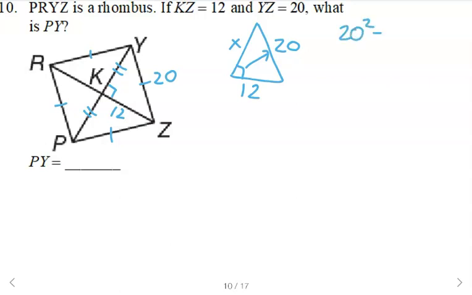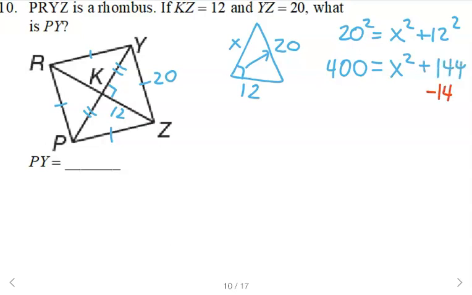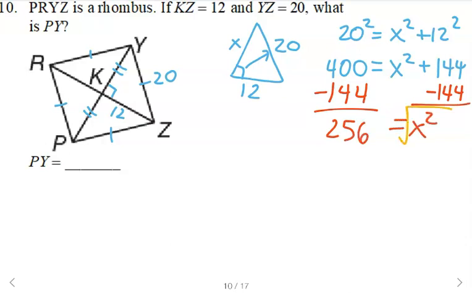Hypotenuse squared equals the sum of the squares of the legs. So 20 squared, 400. 12 squared, 144. Subtract 144 from each side, and we get 256 equal to x squared. And then to get rid of the square, we'll square root. Only a positive answer makes sense here. And so this segment KY is 16, and so 16 plus 16, or 2 times 16, gives us 32 for PY.